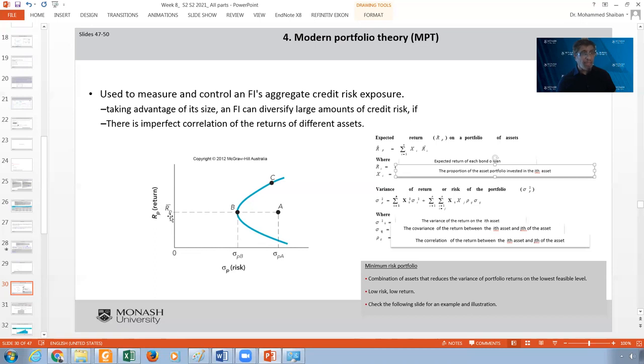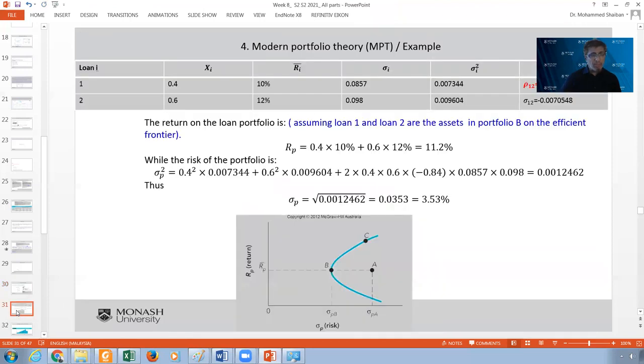You have the return of the portfolio, and you can calculate the return for the portfolio and the risk of the portfolio, and dot the point, and then just connect those dots, which are the portfolios, and choose this point. Now this is the whole thing, how it works. Now let me show you.